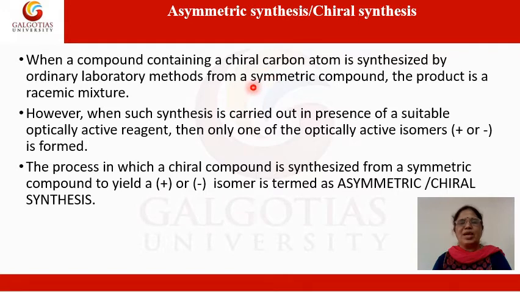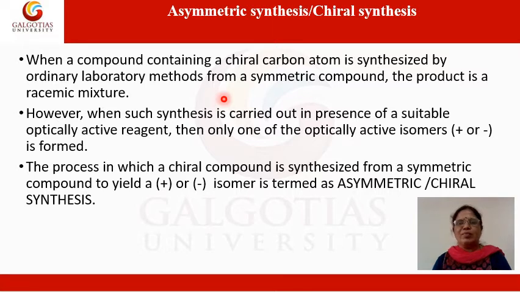The third point which we can understand here is about the asymmetric synthesis, which is also called as chiral synthesis. So when a compound which contains a chiral carbon atom is synthesized by ordinary lab methods from a symmetric compound, then the product is a racemic mixture, which means that any compound that contains chiral carbon atom, right? It is synthesized by ordinary lab methods from a symmetric compound. The product is a racemic mixture.